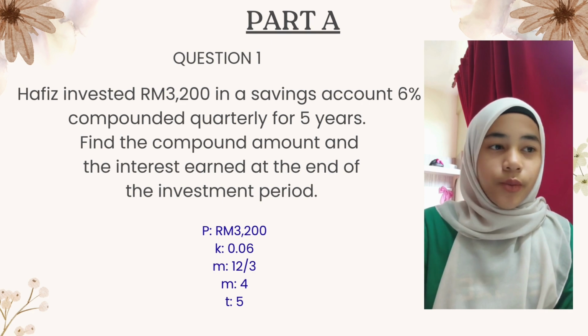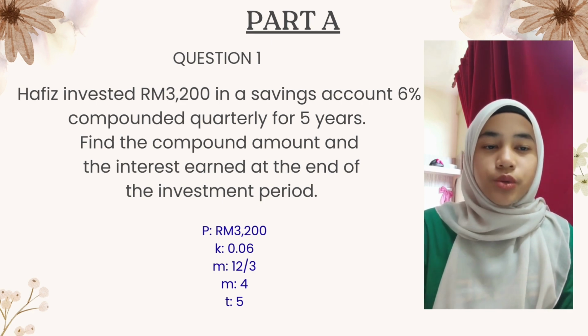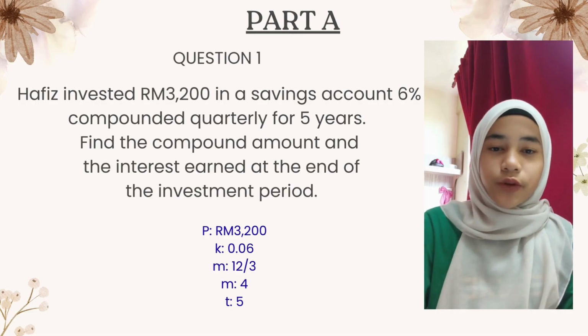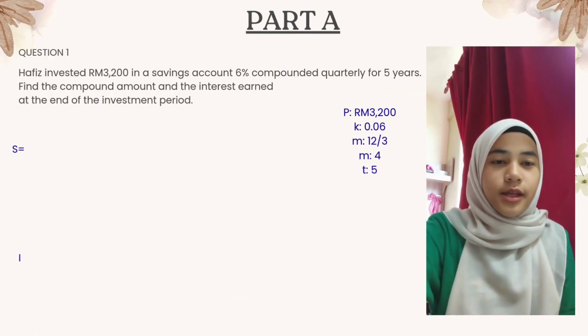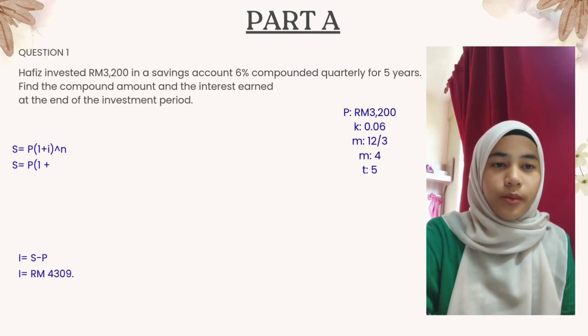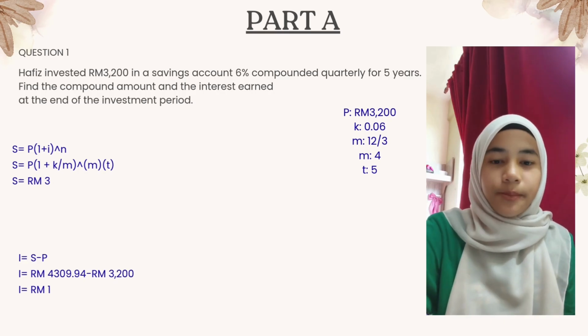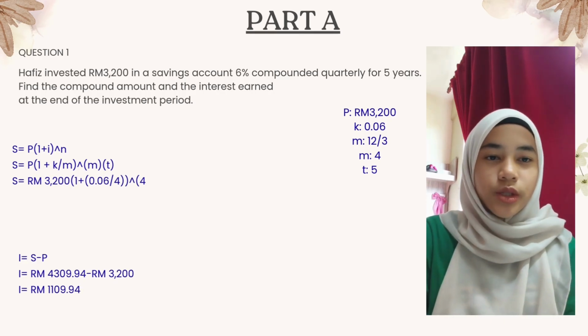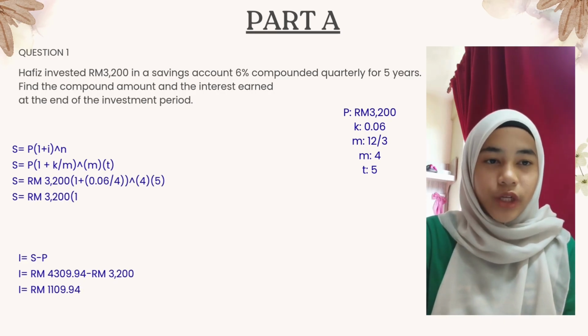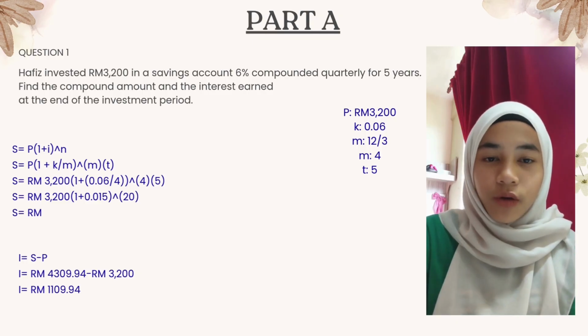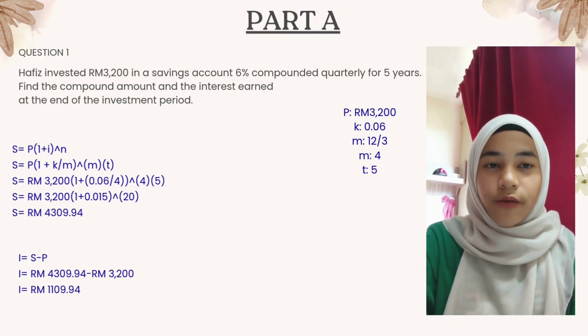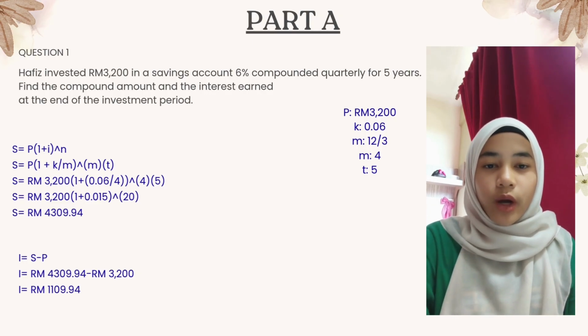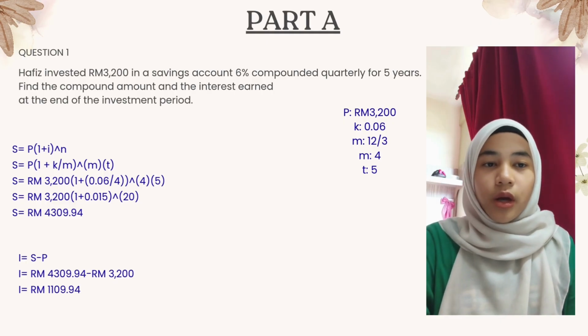K is 0.06. M is 12 divided by 3. So we can get the answer, M is 4. T is for time. That means T is 5 years. S is equal to P(1 + k/m)^(mt). The calculation is S equal to 3,200(1 + 0.06/4)^(4×5). We can solve S equal to 3,200(1 + 0.015)^20.